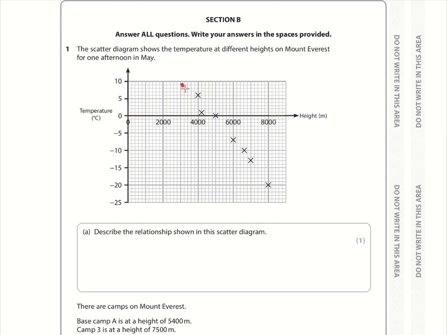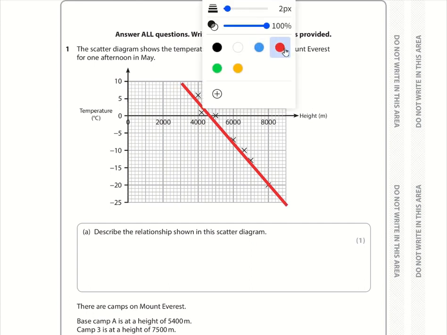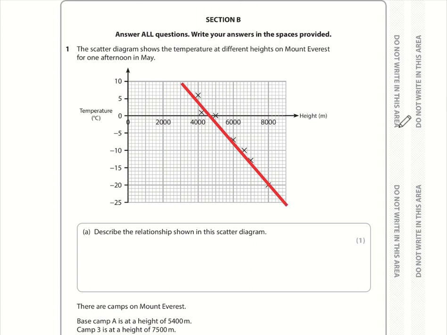So let's just give that a go. So this would be a terrible line of best fit, as would this, but somewhere like that is pretty good. Now, the fact that I can draw a line of best fit tells me that there is correlation, and the line is going down, so therefore we can say that there is negative correlation.